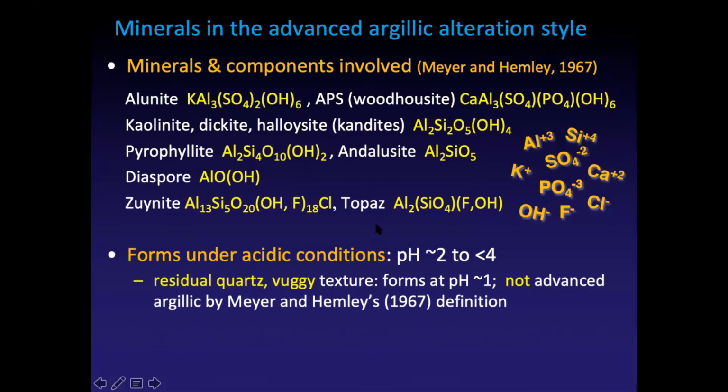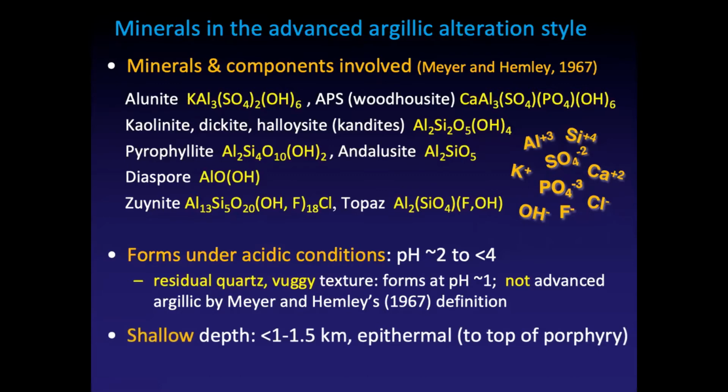Well, these minerals form at relatively acid conditions, pH 2 to 4, more acid than even your beer. And one style of alteration called residual quartz with a vuggy texture forms in an even more acidic environment, pH of 1. This is actually not advanced argillic. This is considered to be an extreme leaching.